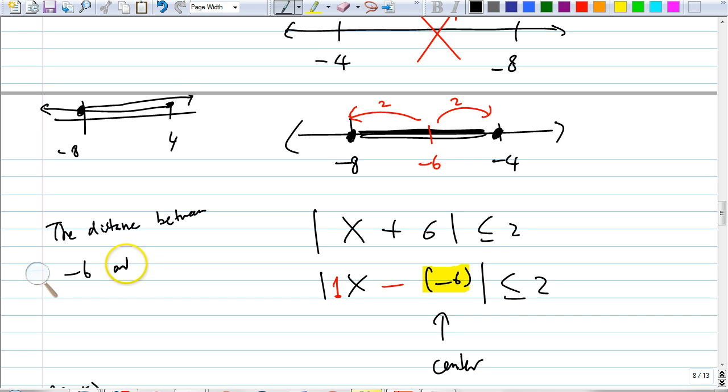-6 and what? X is less than or equal to... Oh, what is that? 2. Okay, that's the sentence. If they ask you to write this as a sentence, you need to write that, okay? Does the order matter? No. But I like to start with the center, though it doesn't really matter.